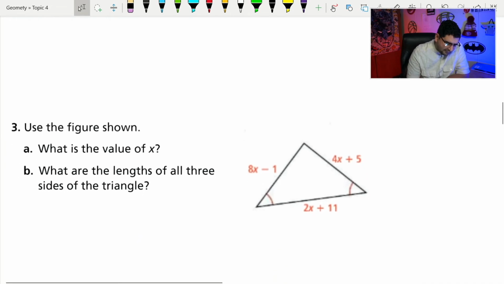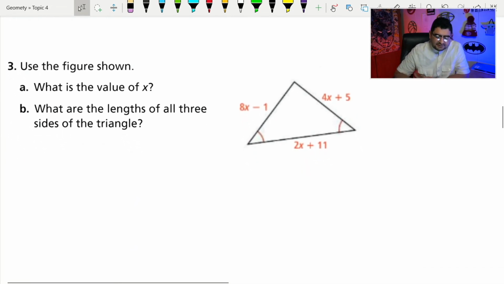What if they asked me to find an actual side length? For this one, this is a two-step problem. This is a pretty nice problem. They want us to find the value of x, and then use that value of x to help find what each of these side lengths are.